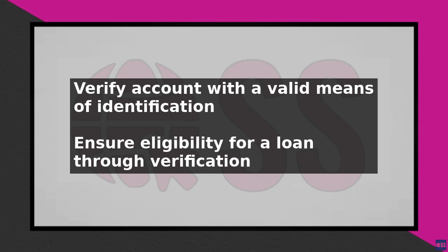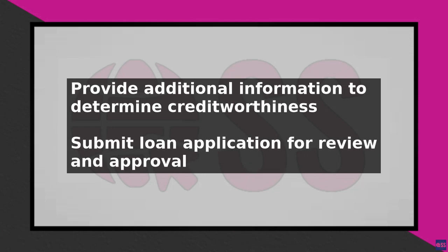Once you have provided the required information, you can submit your loan application. The loan application will be reviewed and approved within a few minutes. If your application is approved, the loan amount will be disbursed into your Opay wallet. You can then use the funds to pay for various services such as airtime, data, and utility bills.